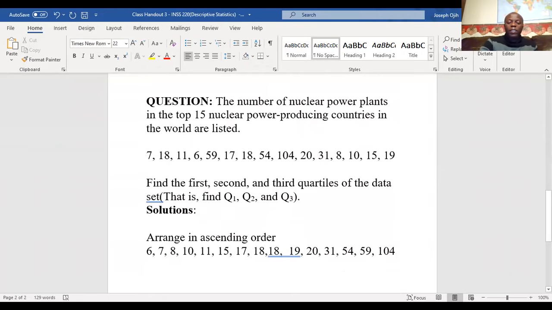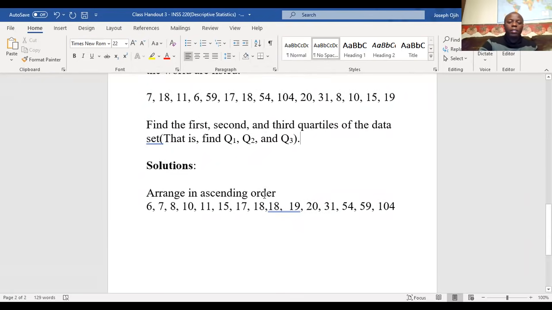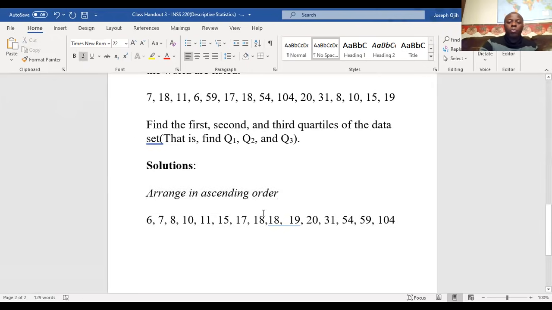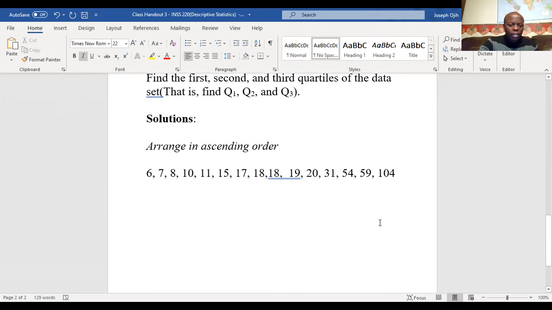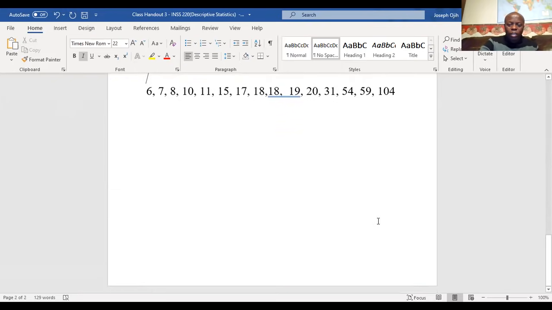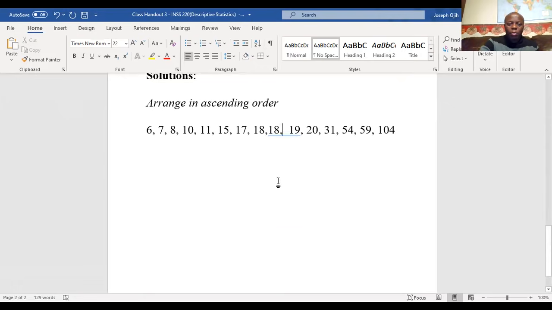So let's do it. The first step when finding quartiles is to arrange the data set in ascending order. When I say ascending order, I mean from the smallest to the largest. So you can see that I have arranged it here. The smallest is 6 and the largest is 104. So I've arranged them in that order. Next is to apply, or deploy, the formula. The first one we're about to calculate is the first quartile.